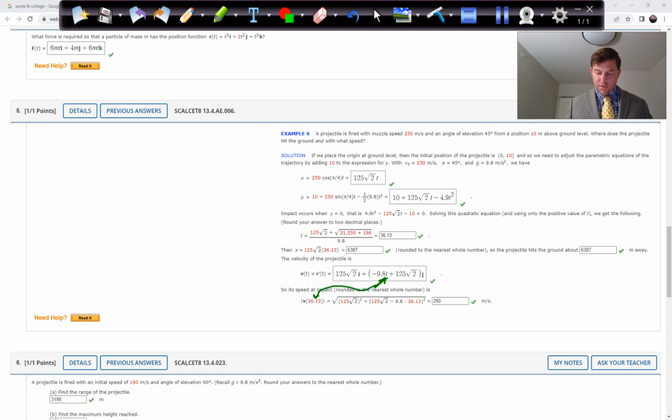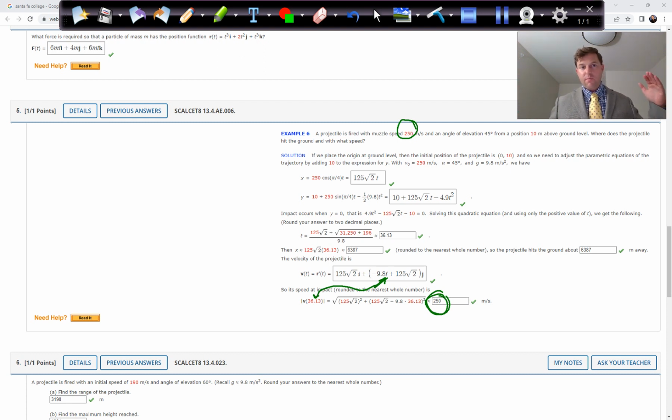And then you get two numbers, you square them, add them together, take a square root, and you get 250. So this is interesting. It's launched with 250 meters per second, it lands with 250 meters per second. That assumes no wind resistance. So if you were to fire a projectile in space and there's no wind resistance, the firing velocity would be exactly the same velocity if it hit something. So there's nothing to slow it down basically. Gravity doesn't slow it down, it just redirects it.